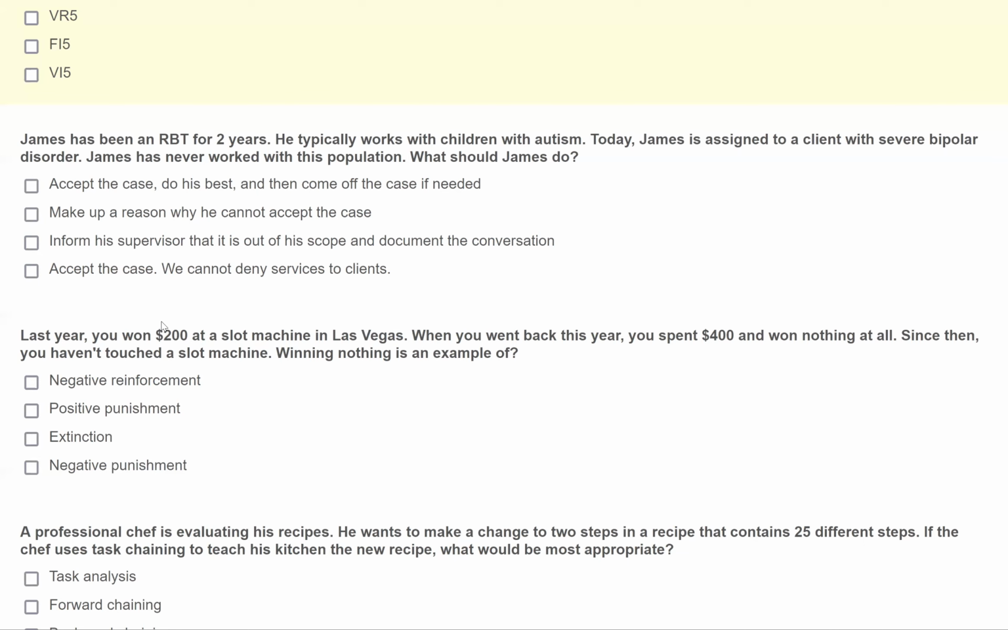What about D? Accept the case. We cannot deny services to clients. Not true. Many instances where we are allowed to deny services given circumstances, right? Not for the RBT to decide, but in this case, James has no business working with this client. As you can see, the RBT, you are very protected, right? Understand the ethical code and use it, okay?